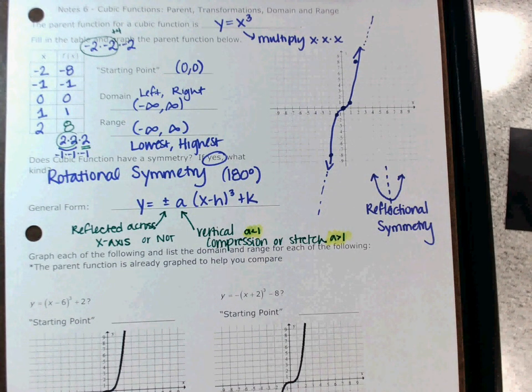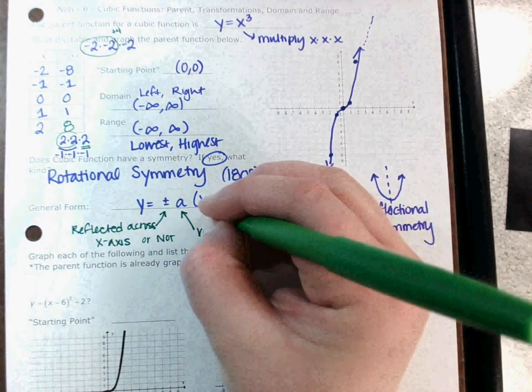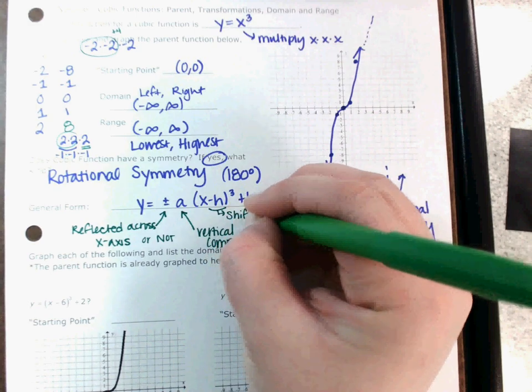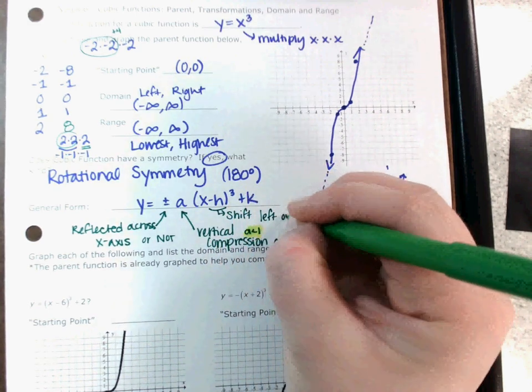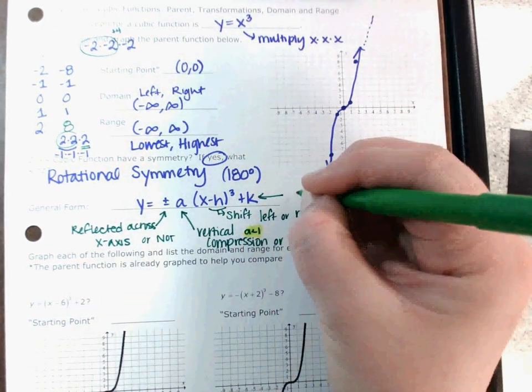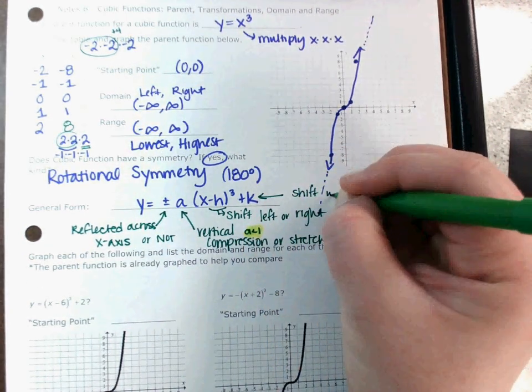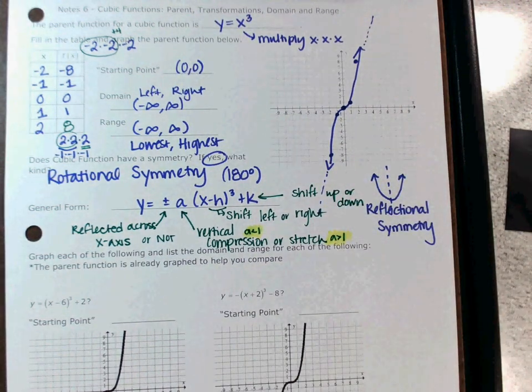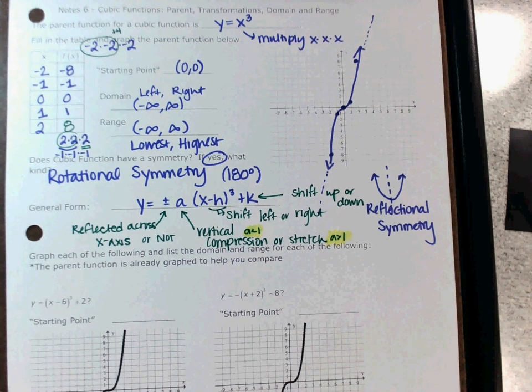Okay? Next number, in parentheses with the x, it's your h. That's going to tell you whether you're going to shift your graph left or right. And then remember, the number at the back tells you if you're going to shift your graph up or down. But this is going to be super similar to all the other ones that we've already done.